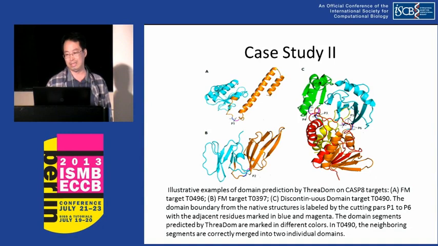In fact, ThreaDom cut this sequence into 1, 2, 3, 4, 5 fragments. Using the domain detection, we successfully detected that there are two domains, the green and the yellow, the green and blue in one domain, and the others in other domains. Okay.